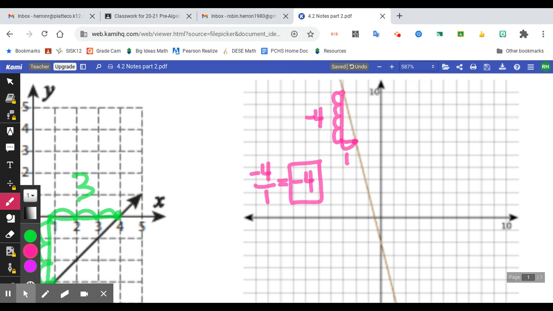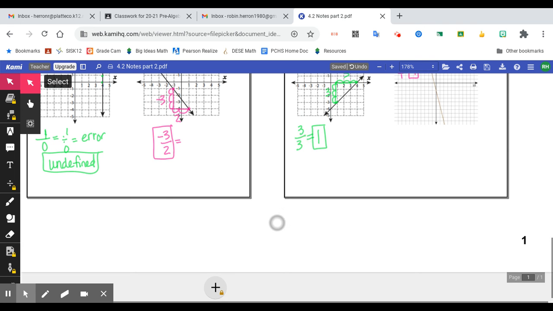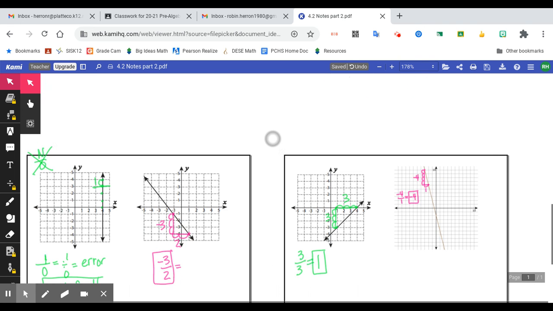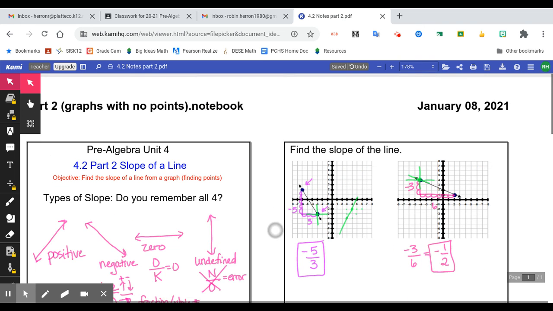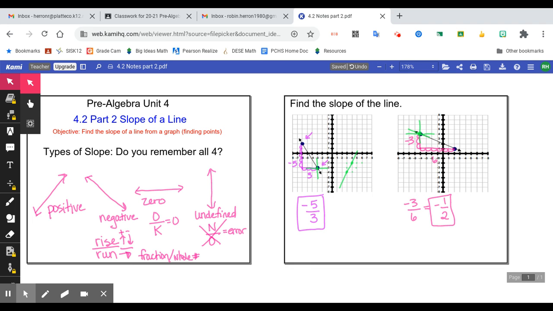Okay, hopefully those are okay for you. Again, nothing new there, just practicing it without points, because sometimes that can be a little confusing. Let us know if you have any questions.